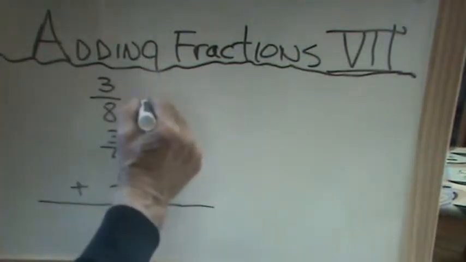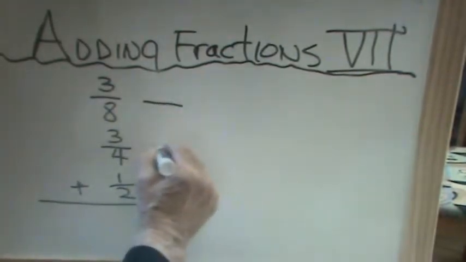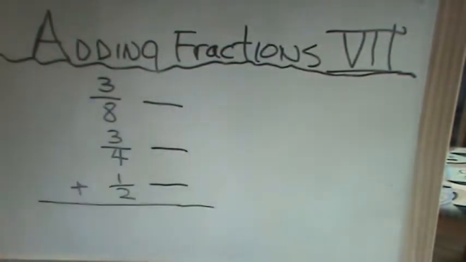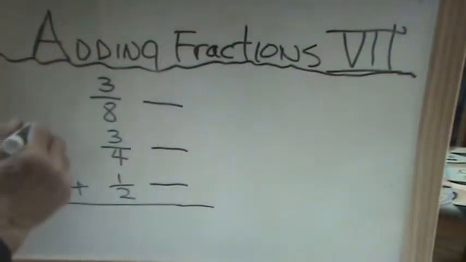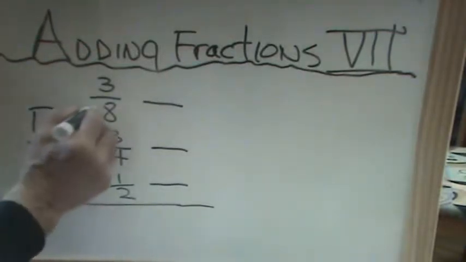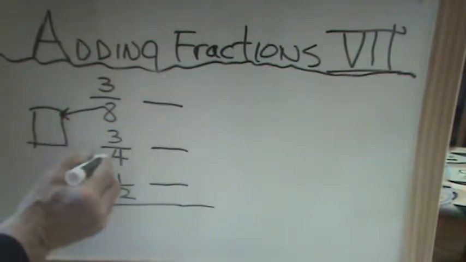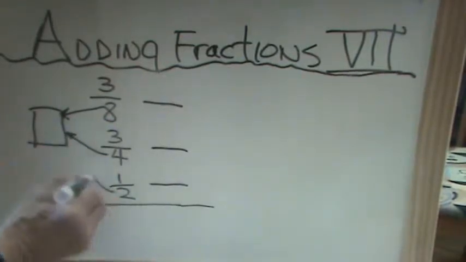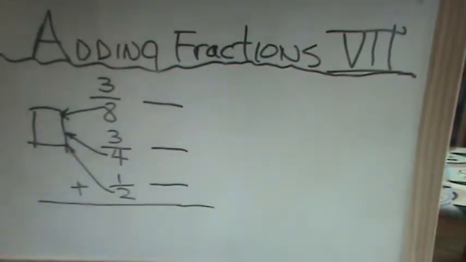So we're going to have to raise two of these fractions so that we can get all the same denominators. So we need a number. We're looking for one number that 8 will go into evenly, 4 will go into evenly, and 2 will go into that same number.